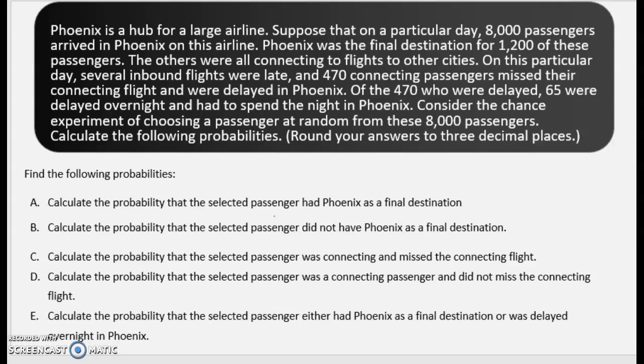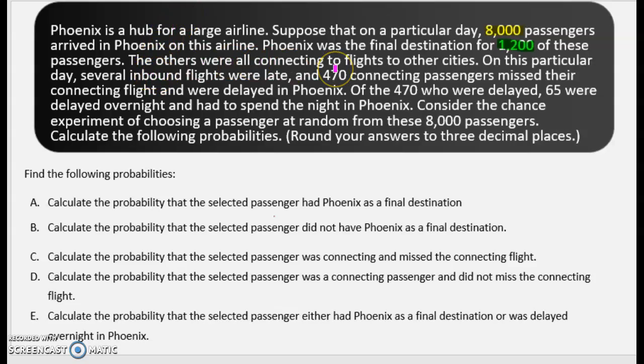Here's another example of finding probability. Phoenix is a hub for a large airline. Suppose that on a particular day, 8,000 passengers arrived in Phoenix on this airline. So we want to make sure that we highlight that number there. Then it says Phoenix was the final destination for 1,200 of these passengers. So let's highlight that number and take note of what that means.